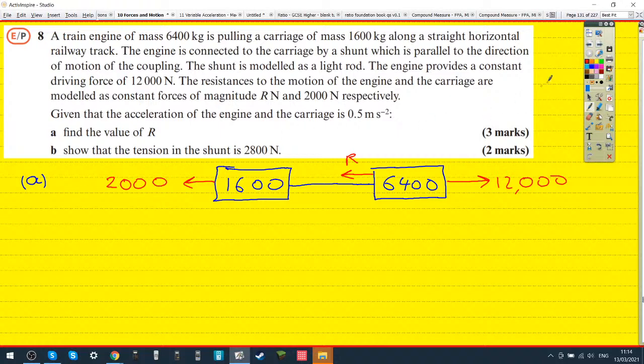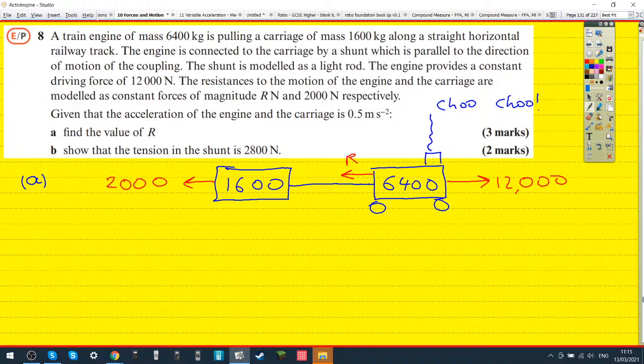And then we need to work out, we've got the acceleration, and we need to work out R. So we use F equals ma. So you get Rn equals 6,400. Is that right? 6,400 times 0.5. Say it again. Rn equals 6,400 times 0.5.